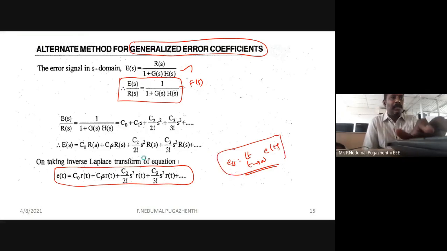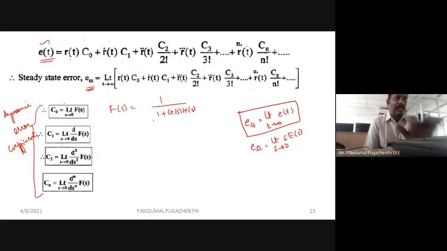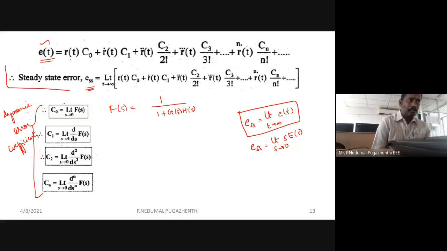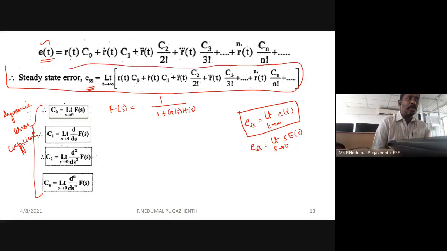So generally, the formula to get your steady state error is this one. Whatever method you follow is up to you, based on the requirement. But this is the formula. You can get E of t by any means, by the different methods that are there. But finally, you are supposed to substitute that in this formula: ESS is equal to limit t tends to infinity E of t, and finally you have to find the value of your steady state error.